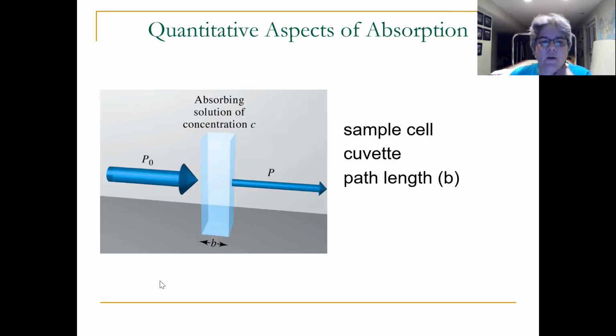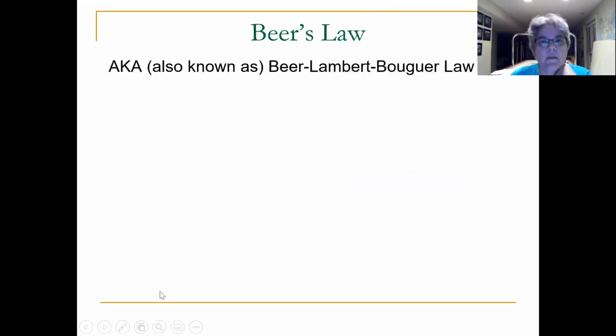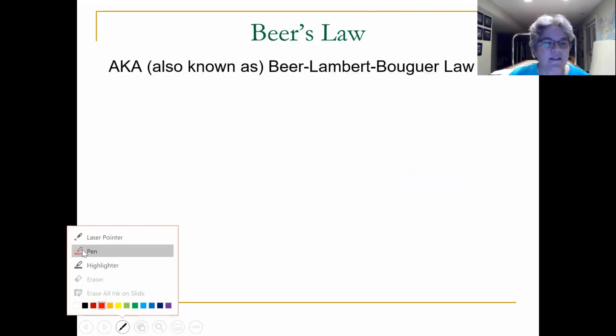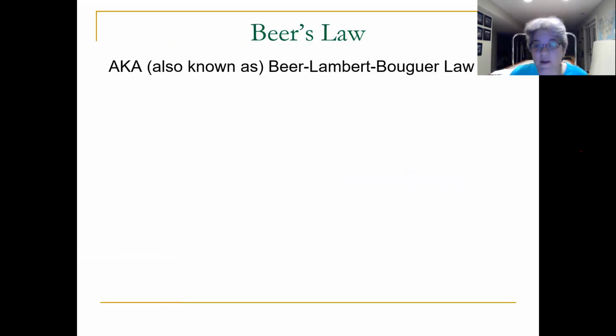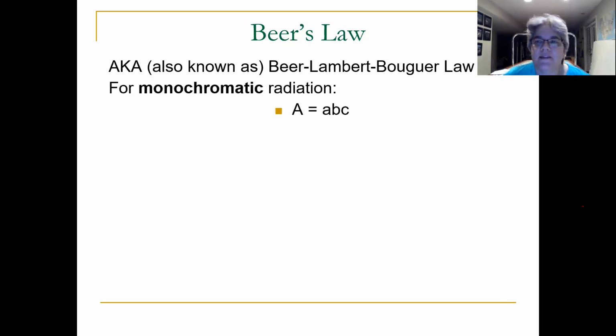Okay, so how does that help me with quantitative analysis? Well, there is something called Beer's law, and Beer's law is the most important equation in spectroscopy. It's also sometimes called the Beer-Lambert-Bouguer law. It's named after three scientists, but the one who did the most important work was Beer, so we will just shorten it and call it Beer's law. Beer's law is very difficult to remember. It looks like this: A equals abc.